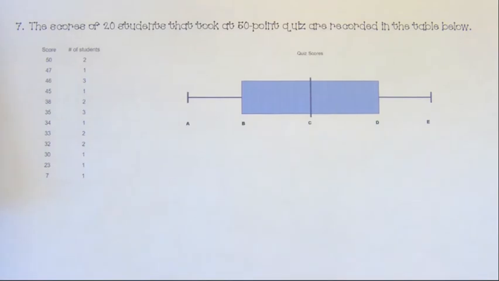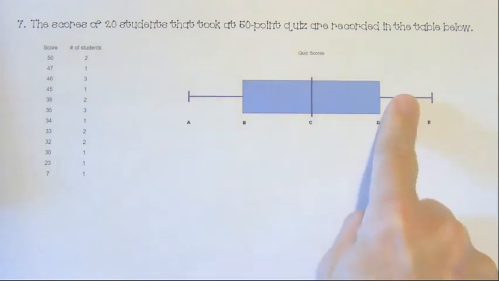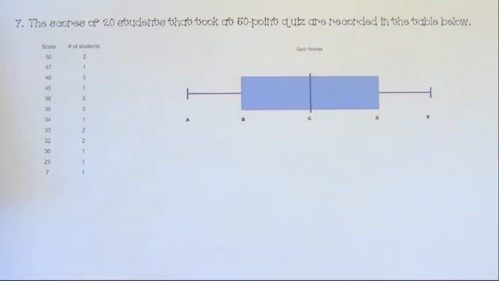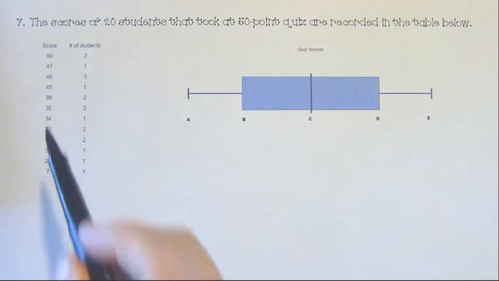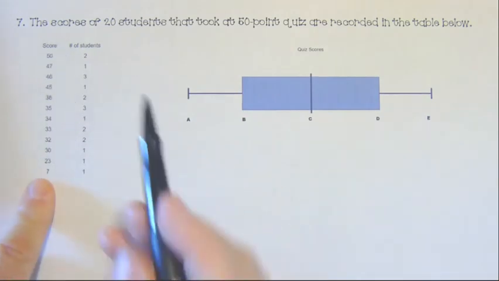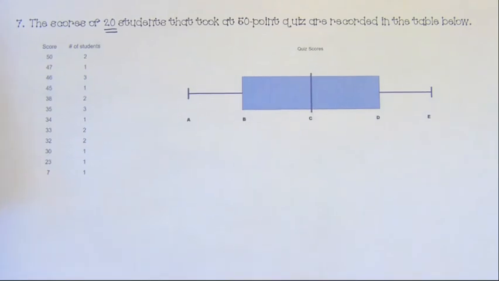All right, number 7 here, you're given data again, and you're given a generic looking box and whisker plot. So let's go through this one here. I need to rewrite these scores. Now again, it tells me the total is 20. So it means when I write these numbers out, I'm going to have 20 numbers.